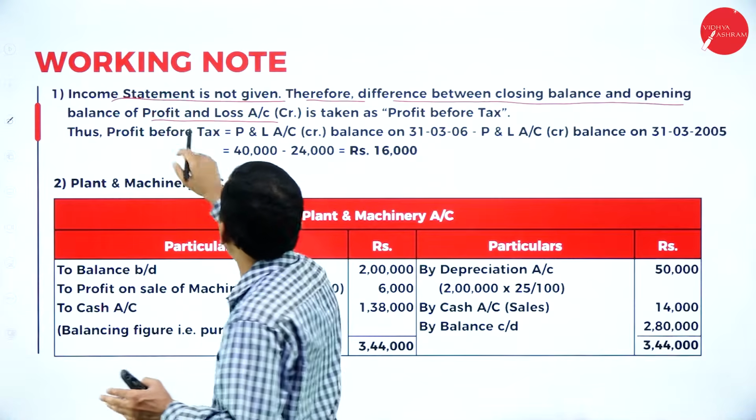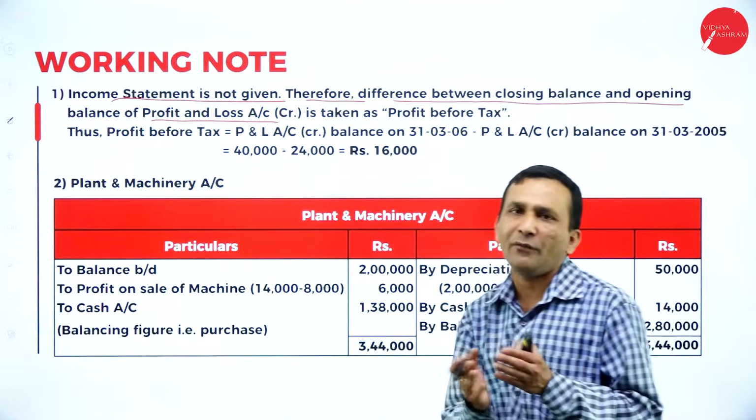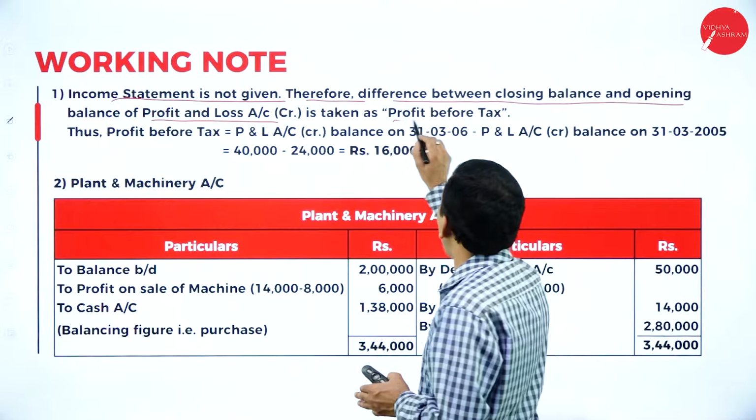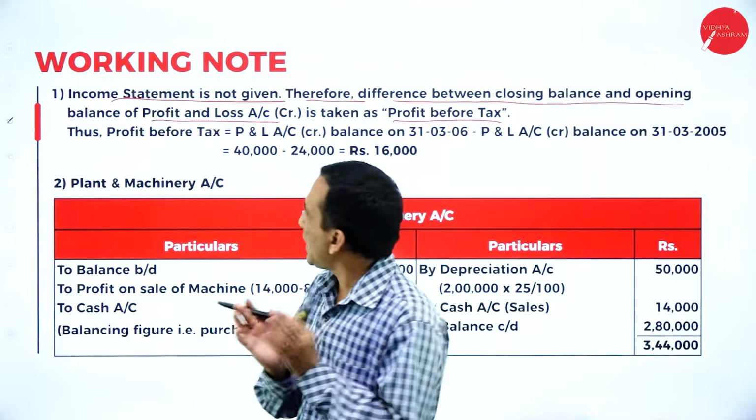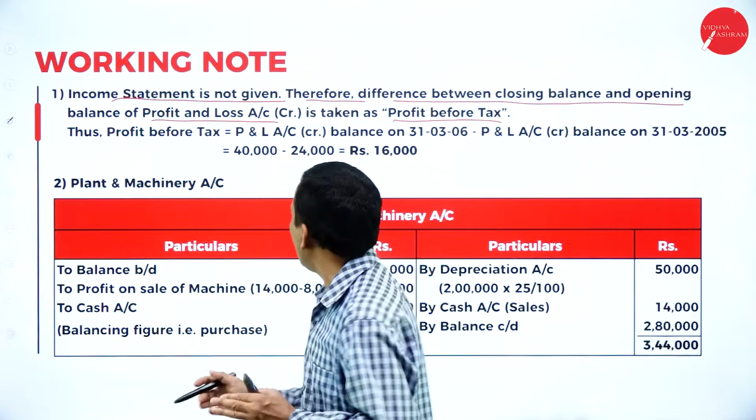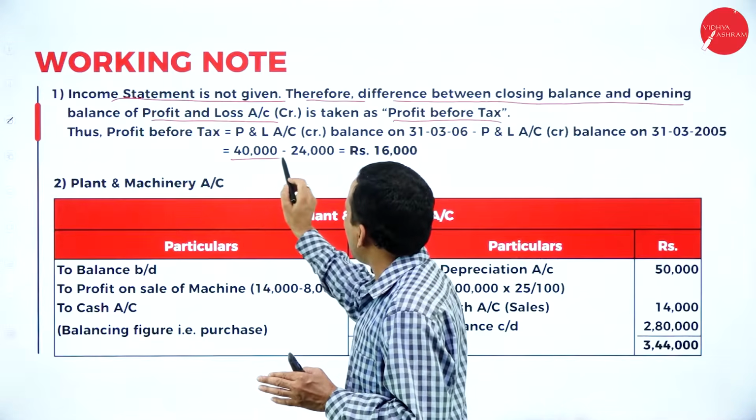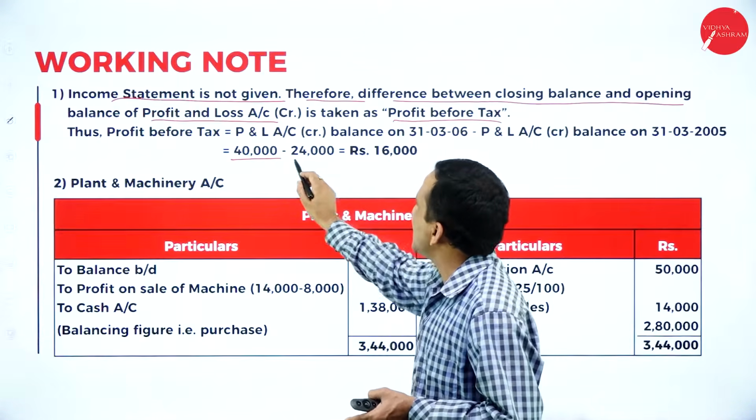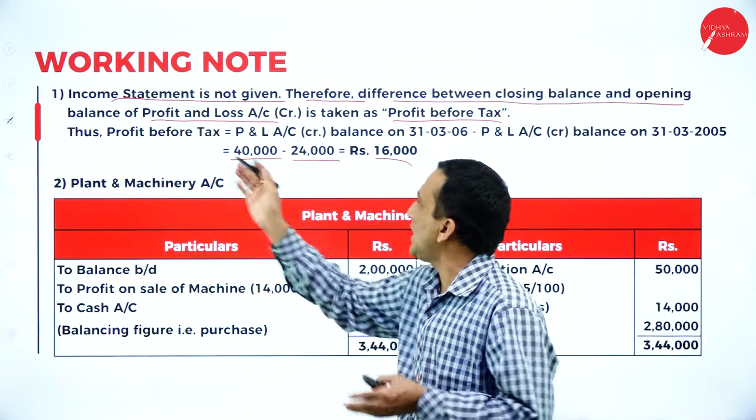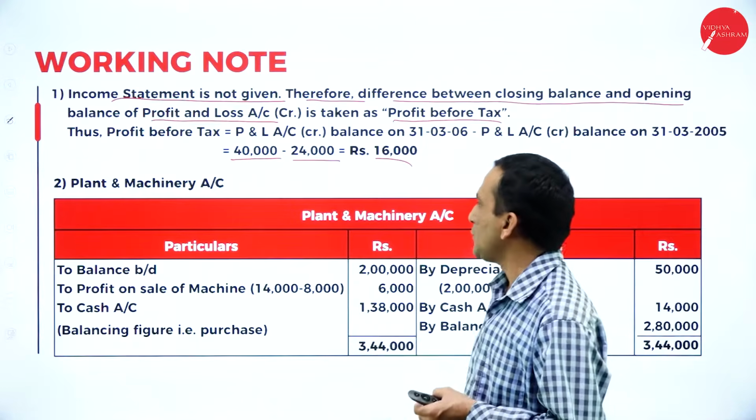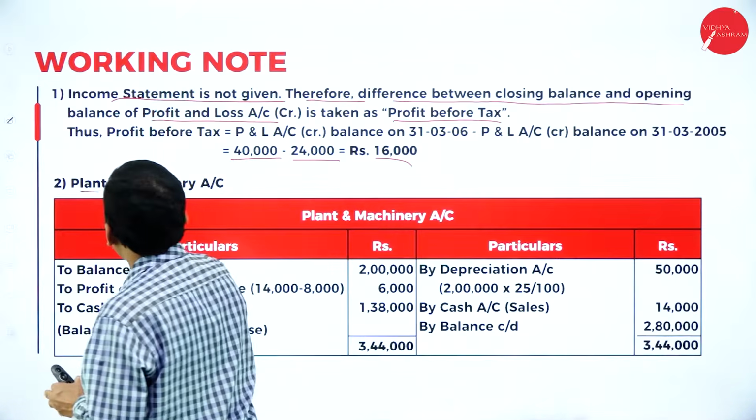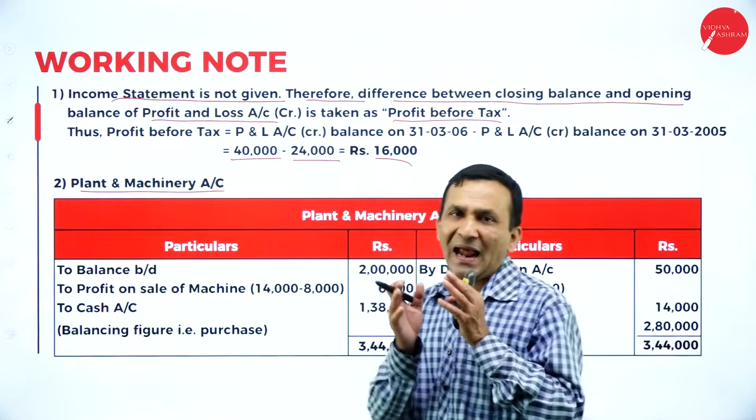So the first working note is related to calculating the profit and loss. Okay, so profit before tax we are depending on, that's where there is an opening and closing. Now here the opening is 40,000 and the closing balance is 24,000, 16,000, which I have specified in the cash flow statement. Now coming to the second working note, plant and machinery.